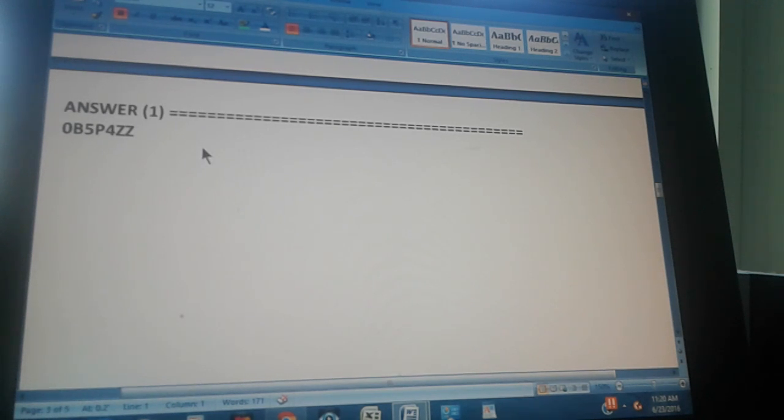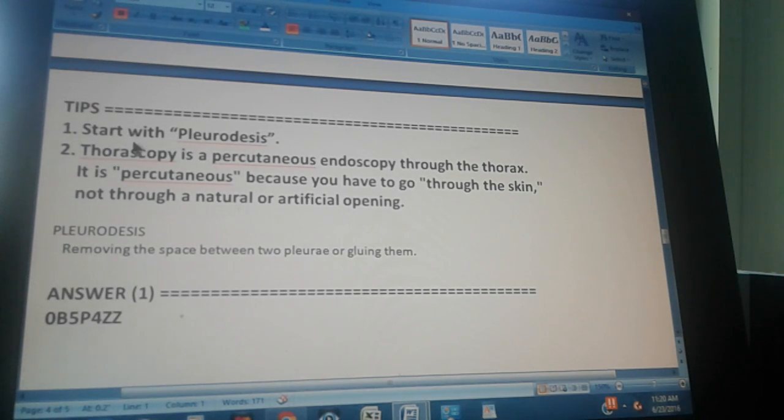If you didn't get it, let's give you a couple of tips. The first tip: start with pleurodesis. The root operation, or the main procedure, is pleurodesis, so you start with pleurodesis. Now, there's an extra explanation there, which is tip number 2.